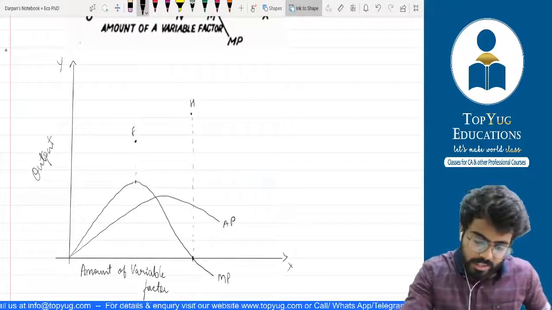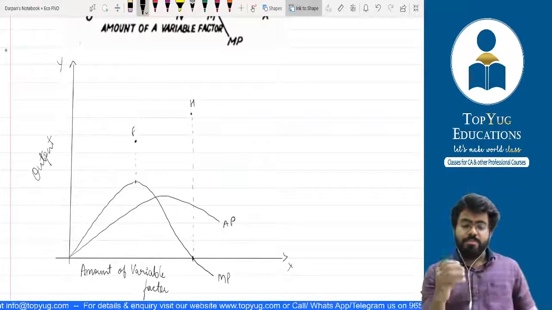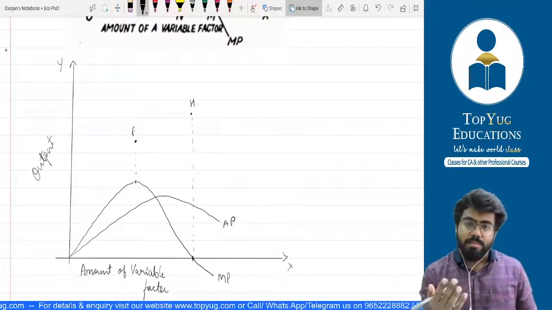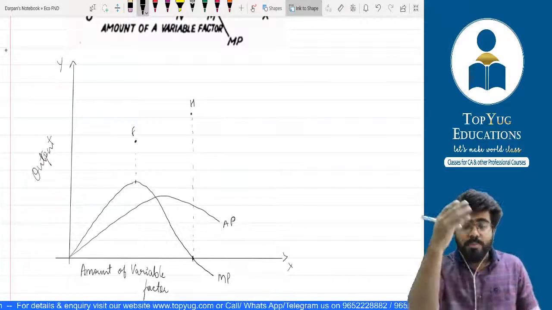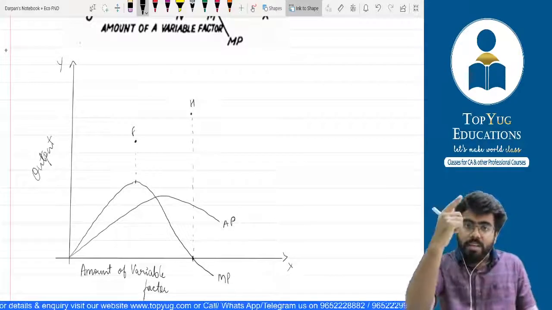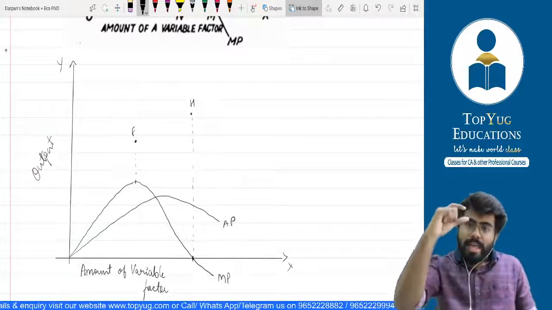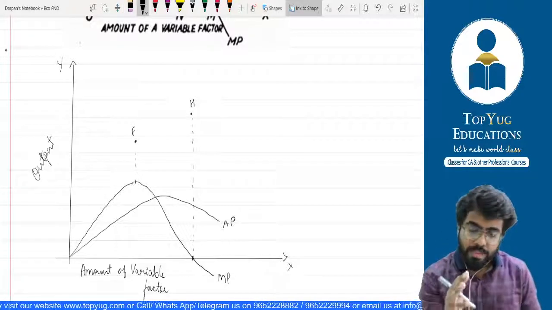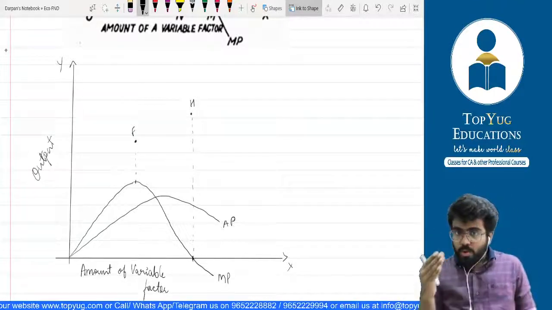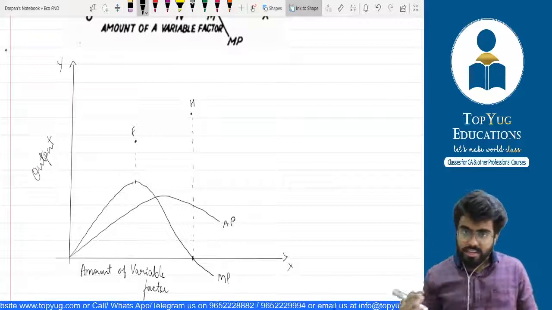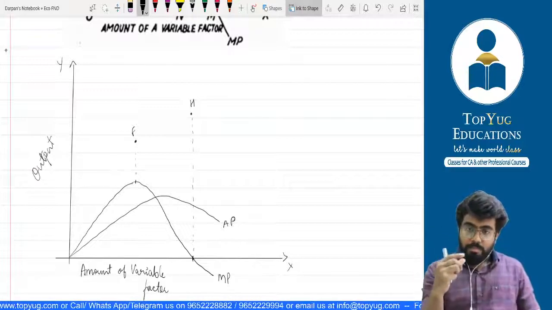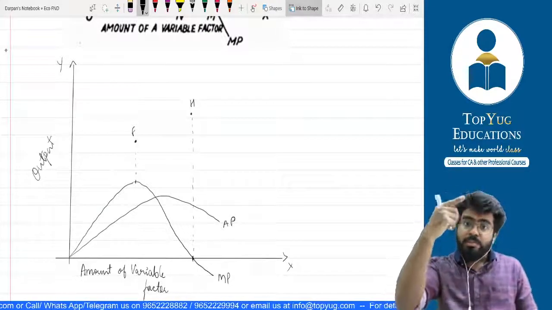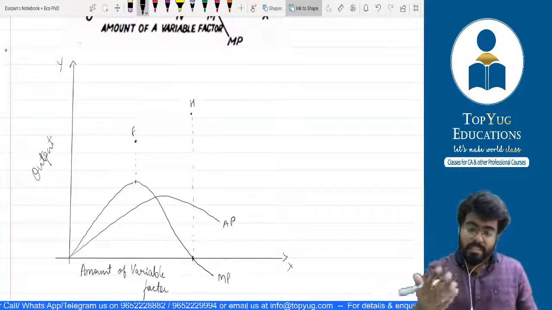Okay? What are these H and F? F is the corresponding point on TP where MP is maximum. MP was increasing, then it started decreasing. When MP increased and reached its maximum, corresponding to that point, there will be a point on total product, F. Similarly, MP touched 0. MP is touching the x-axis. Wherever MP is touching the x-axis, total product will be at its maximum. After that, it will start to decrease.